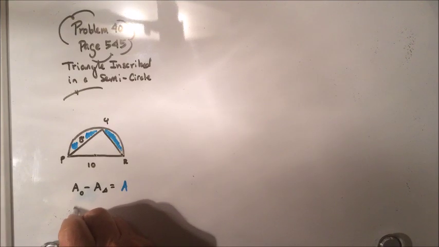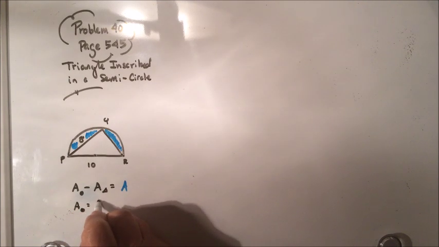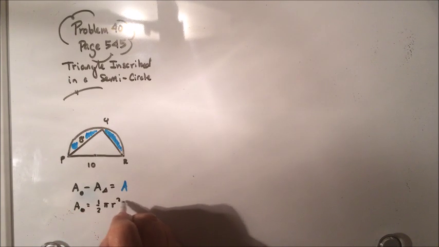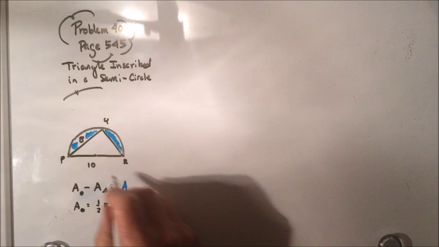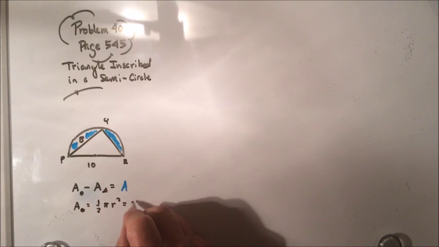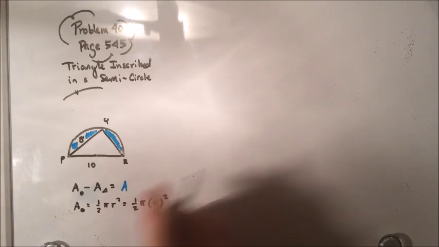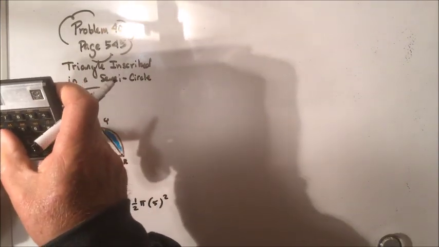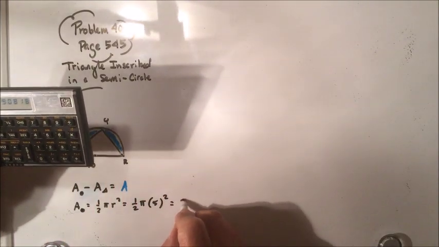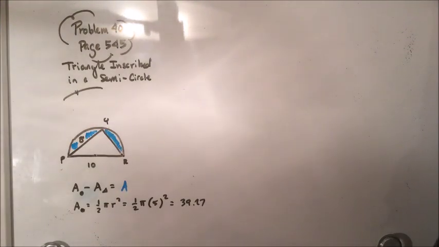The area of the semicircle, really, let's put a little line through that, is 1/2 pi r squared. And r in this case, if this is 10 and it's supposed to be a diameter, then r is 5. Let's get a number for that real quick. 25 pi divided by 2 is, let's go with 39.27. Okay, so let's go find the area of this triangle.